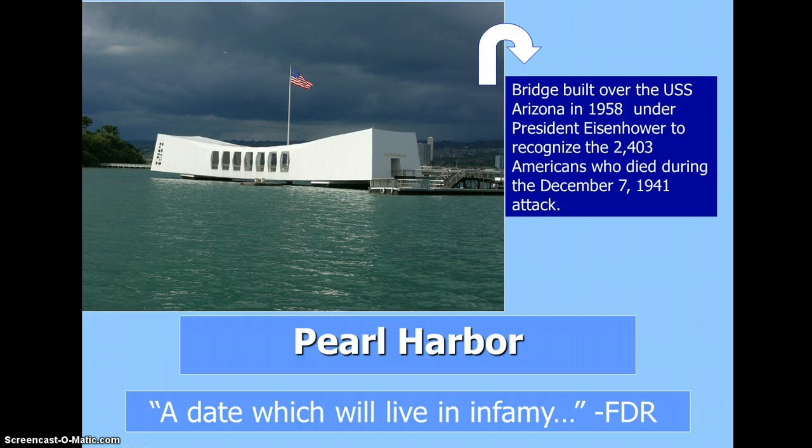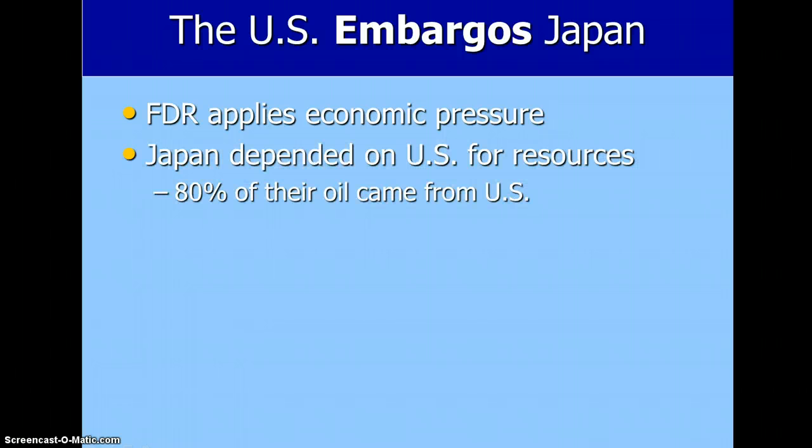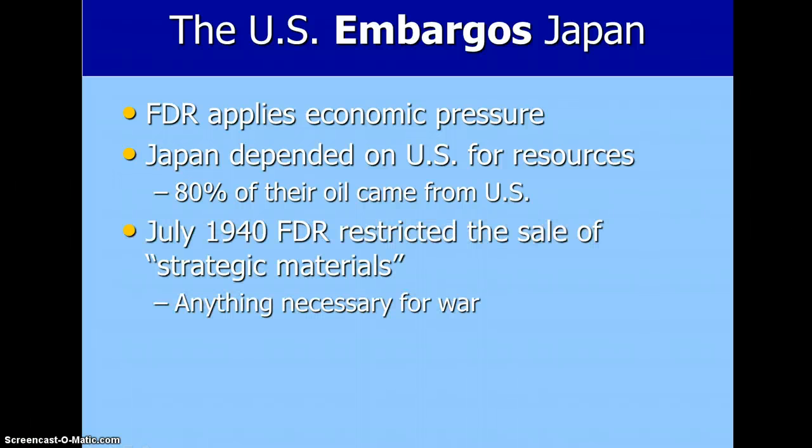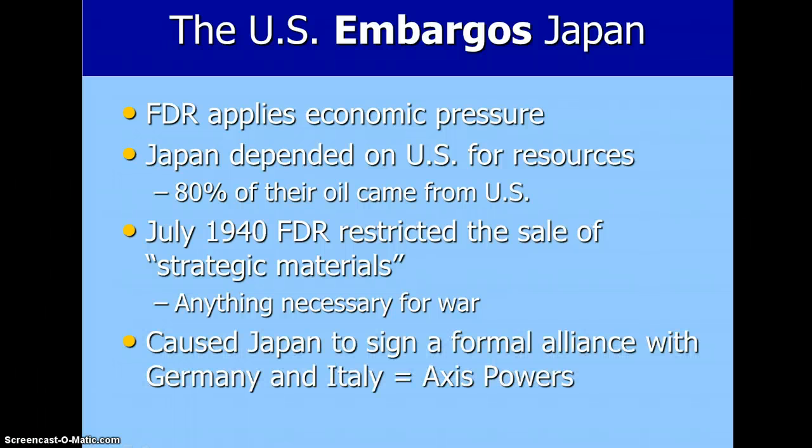Why did Japan choose this place to attack? This is just review from our neutrality. Why is Japan attacking the United States? Perhaps because of the embargo. Remember the economic pressure that we spoke of in the first lecture. Japan depended on us for oil, and FDR cut off those strategic materials in July of 1940. And remember, one of the causes and effects is Japan signing up with Germany and Italy to form the Axis powers.